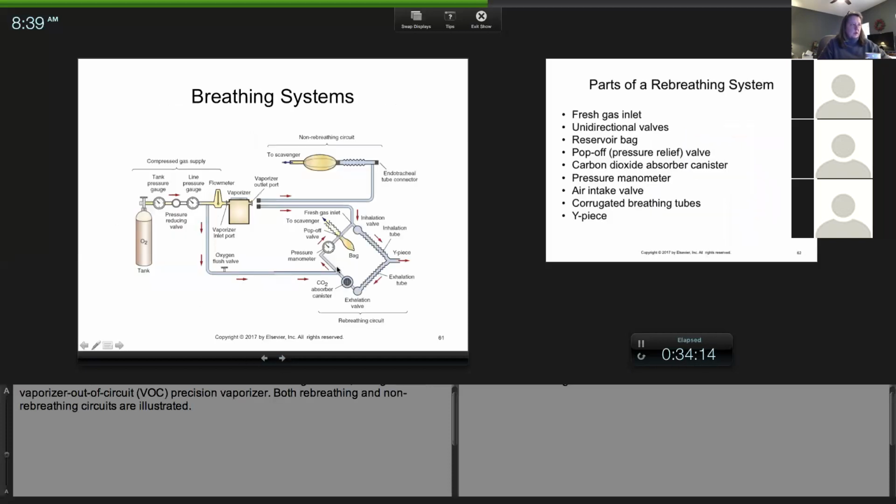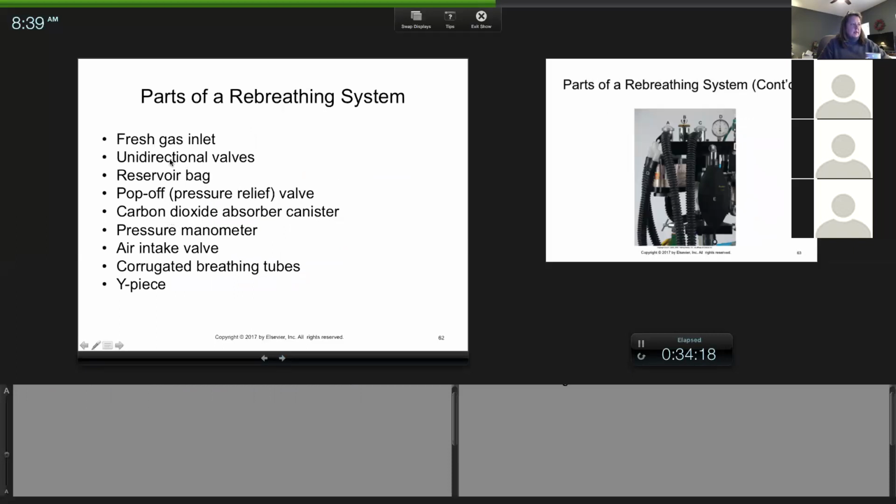So I've already explained this. The rebreathing system, these are all the parts. Now, these are not the parts of the actual breathing system. The breathing system is just the tubing. These are all the parts of the machine that you use with a rebreathing system. So this is an important slide because I want you to be able to trace the flow.